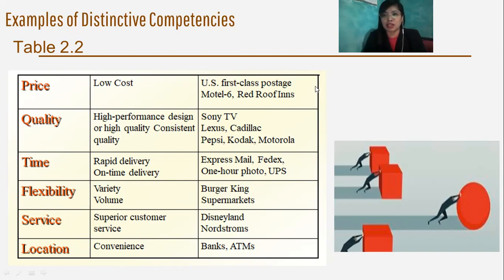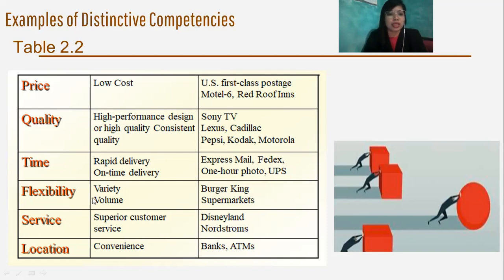So this is the type of accommodation or establishment. Speed, low cost, price. And for the quality, high performance design or high quality, consistent quality. Then the products are Sony TV, Lexus, Cadillac, Pepsi, and Motorola. And for the time, we have rapid delivery and on-time delivery. The executors or implementers are express mail, FedEx, 1 hour photo, and UPS.